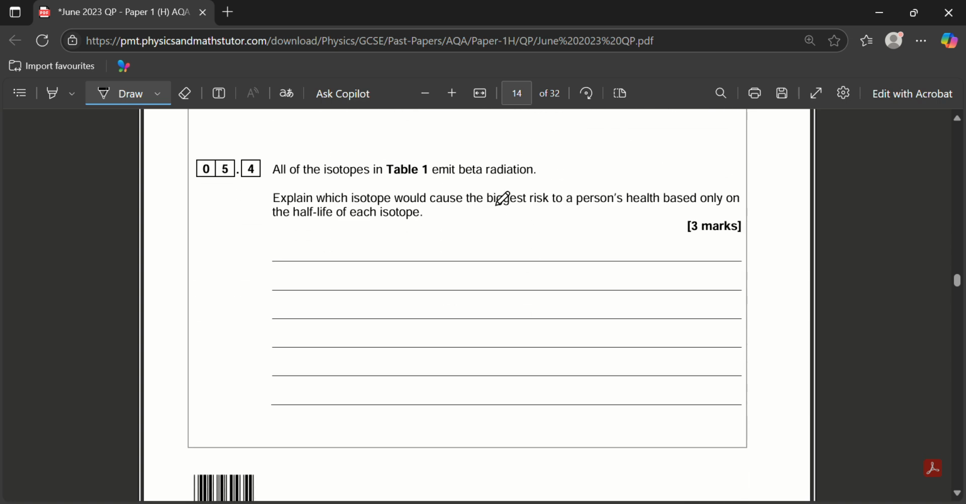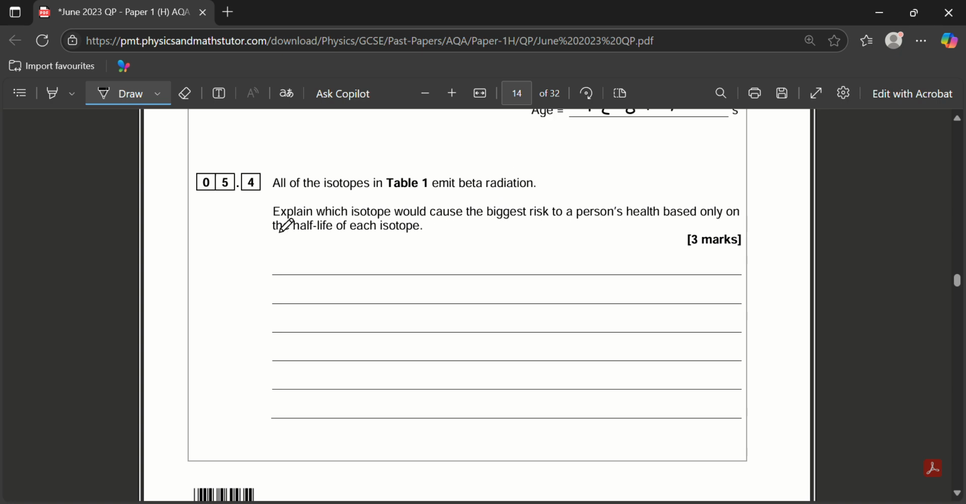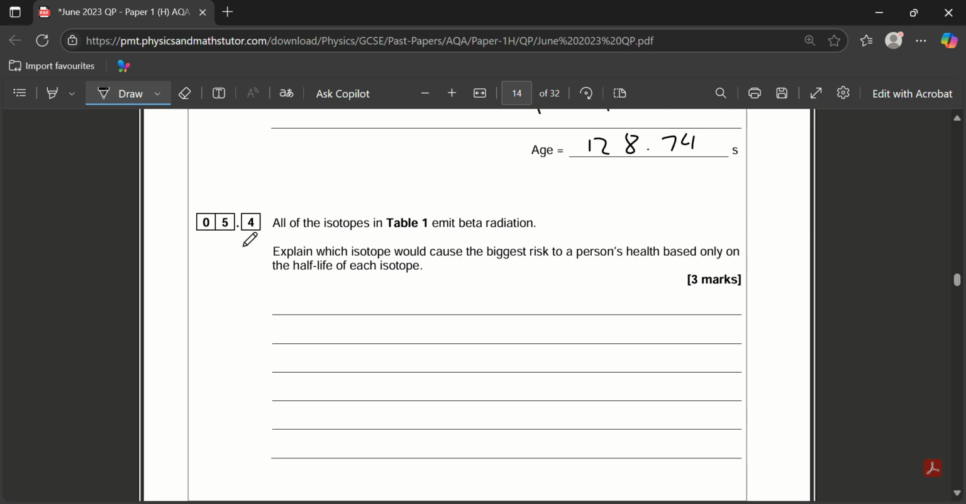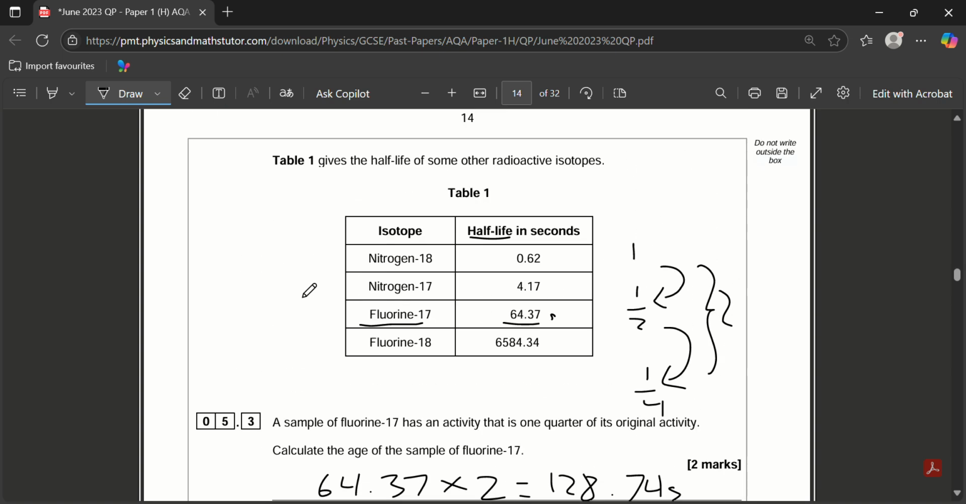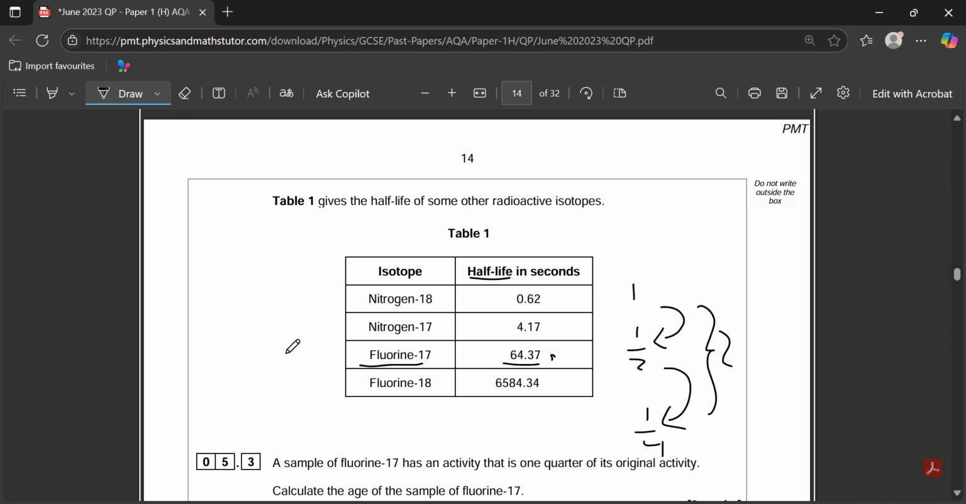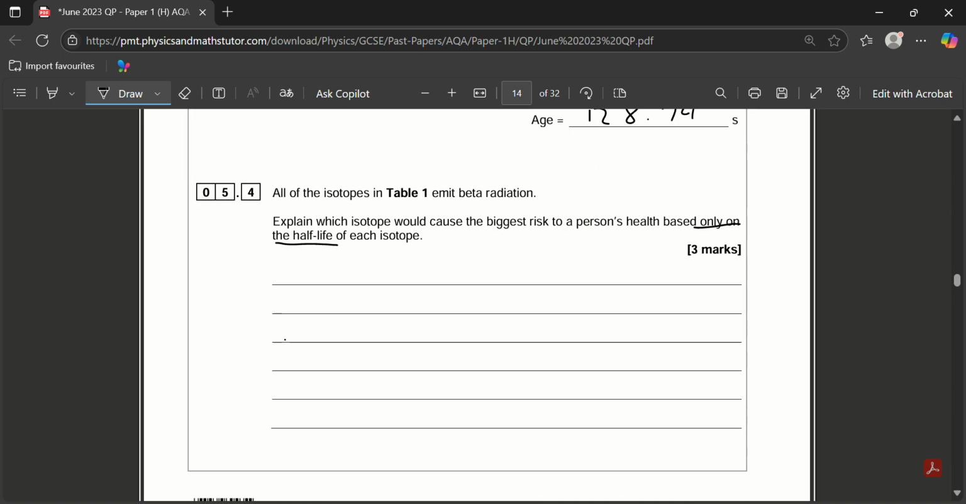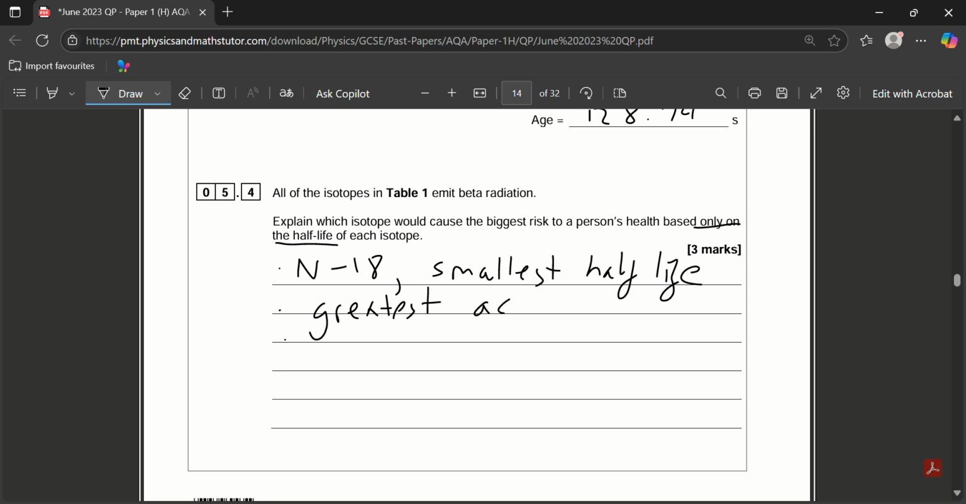All the isotopes in Table 1 emit beta radiation. Explain which isotope would cause the biggest risk to a person's health based only on the half-life of each isotope. Well, it's going to be nitrogen-18. It has the smallest half-life and therefore greatest activity.